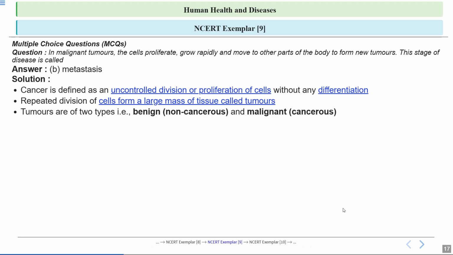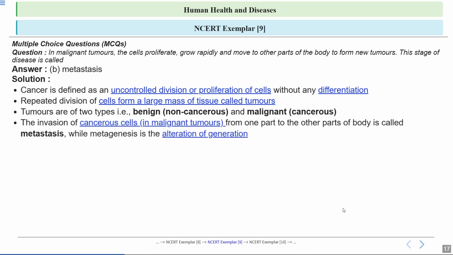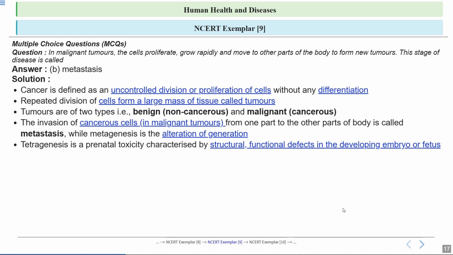The tumors are of two types: benign, which are non-cancerous, and malignant, which are cancerous. Benign tumors stay in one place and usually don't cause much harm, while malignant tumors can invade other tissues and are much more dangerous. The invasion of cancerous cells from one part of the body to another is known as metastasis. So this is why malignant tumors are so serious. They're quite dangerous. Now, what is teratogenesis?